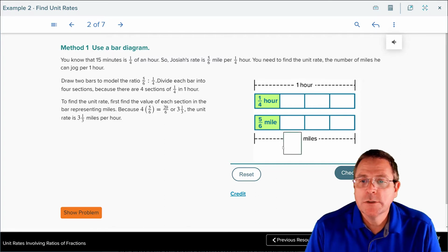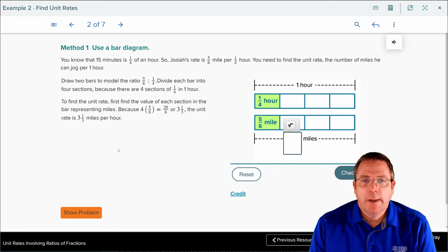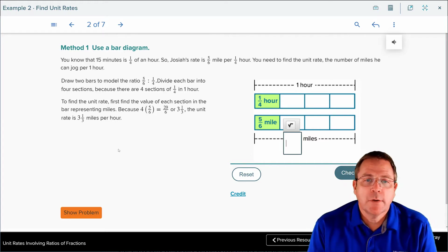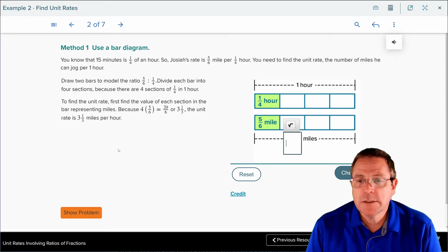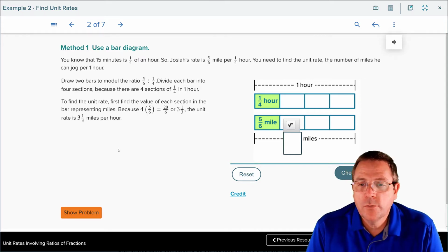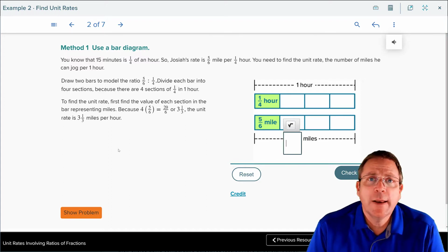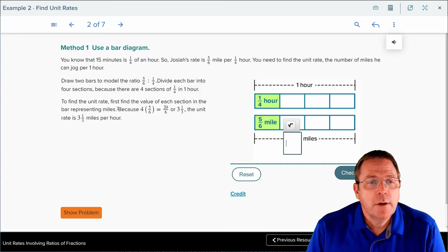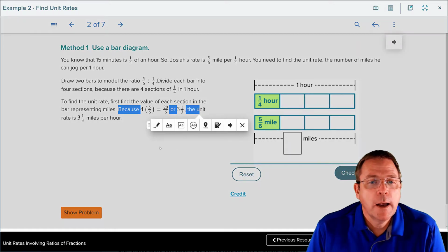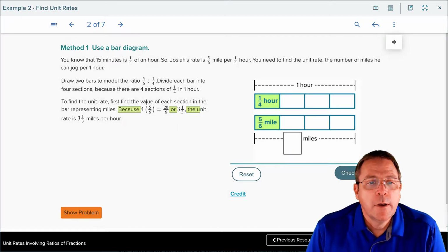The question is, what is this going to be? Now, there's two ways you could put that answer in. You could put it in as an improper fraction or as a mixed number, and the proper way that we learn to do fractions is that you can never leave it as an improper fraction. You always leave it as a mixed number. Now, you can see over here that they said, because 4 times 5/6 is equal to 20/6, also known as 3 1/3, then the unit rate is going to be 3 1/3.